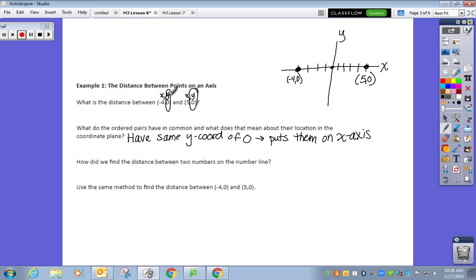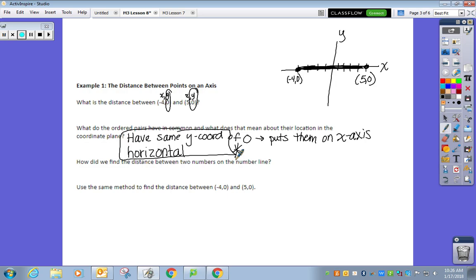From this, we can see that this line that would form between, if we made a line segment between these 2 points, it would be horizontal. Remember, horizontal goes across just like the x-axis goes across. So it is a horizontal line. So that's something you're going to need to know. If they have the same y coordinate, it forms a horizontal line segment.